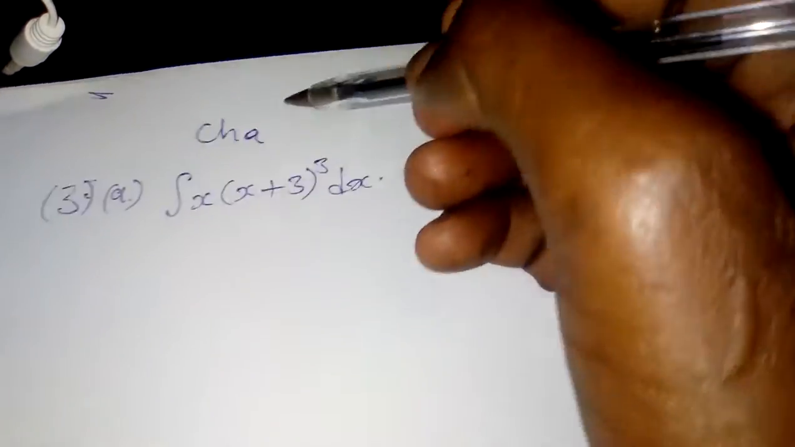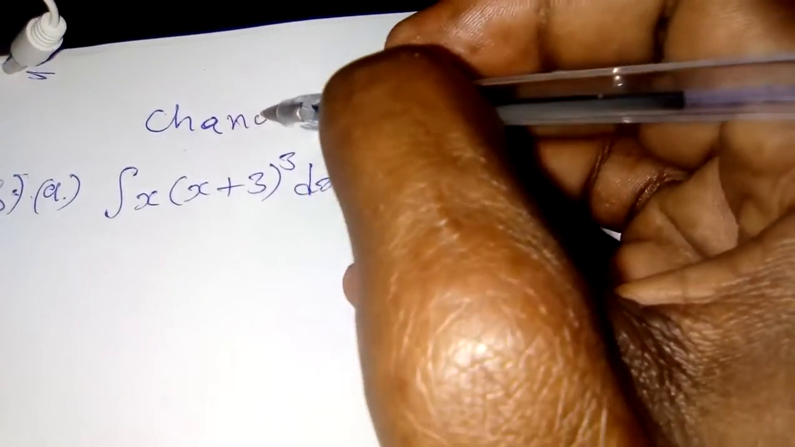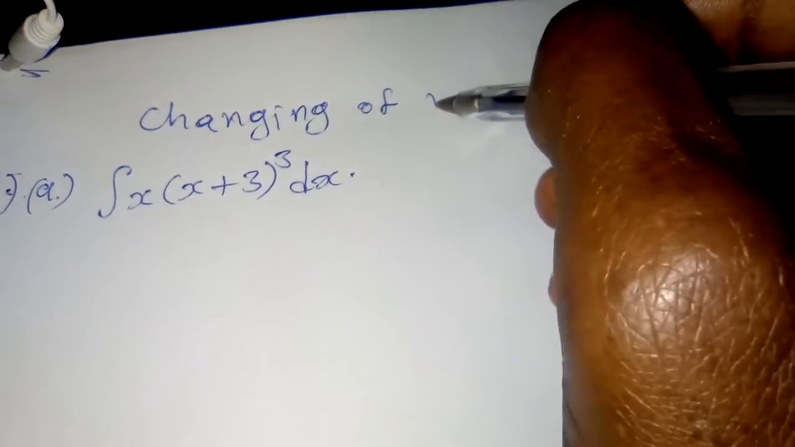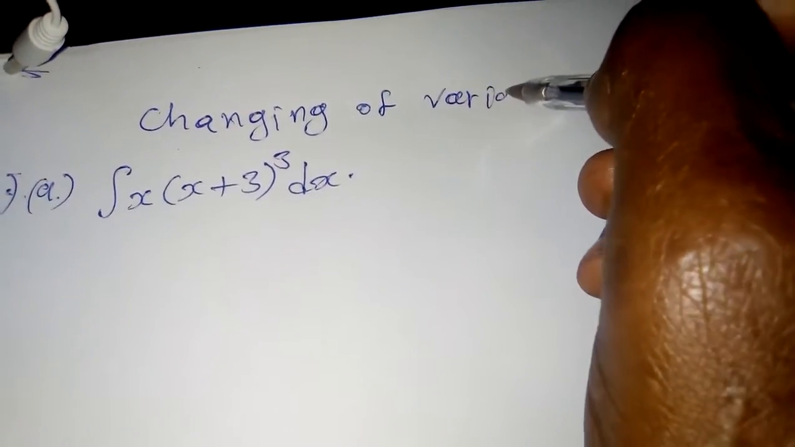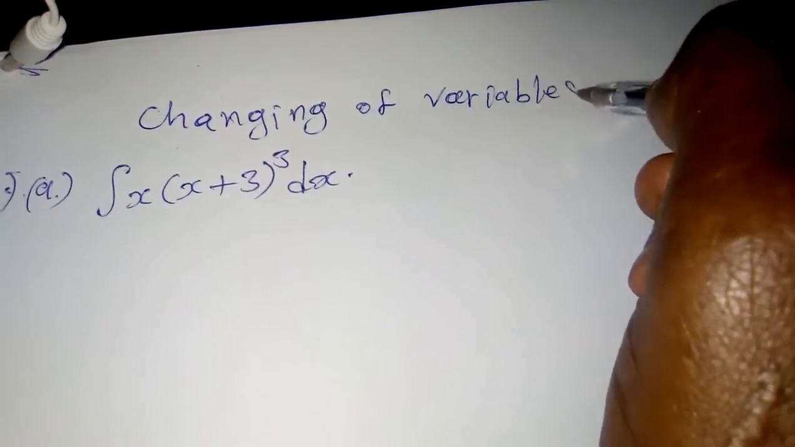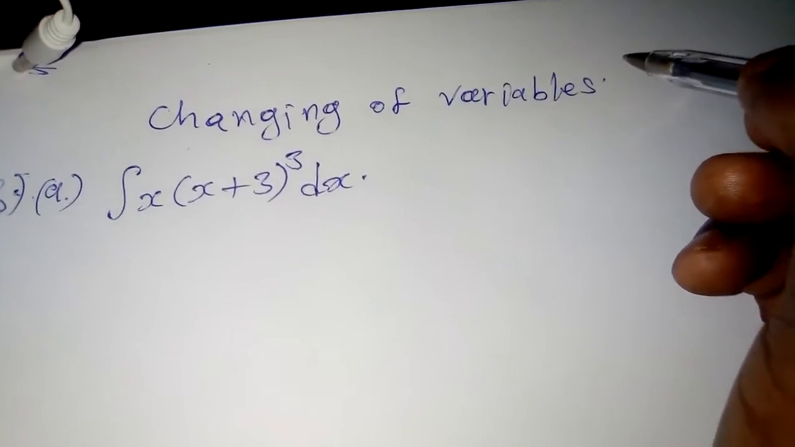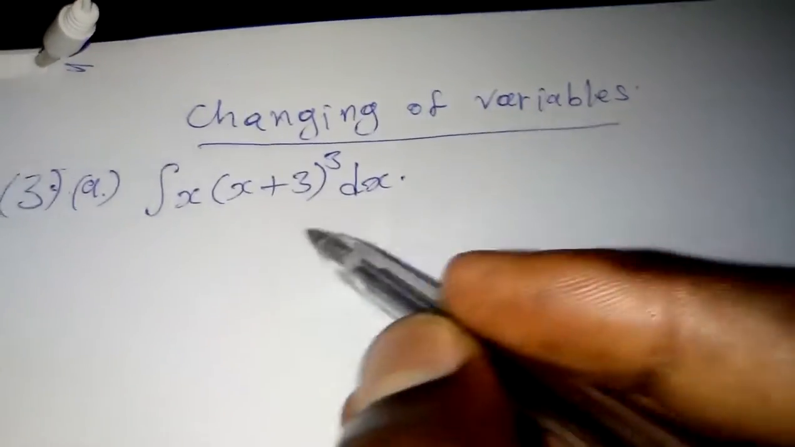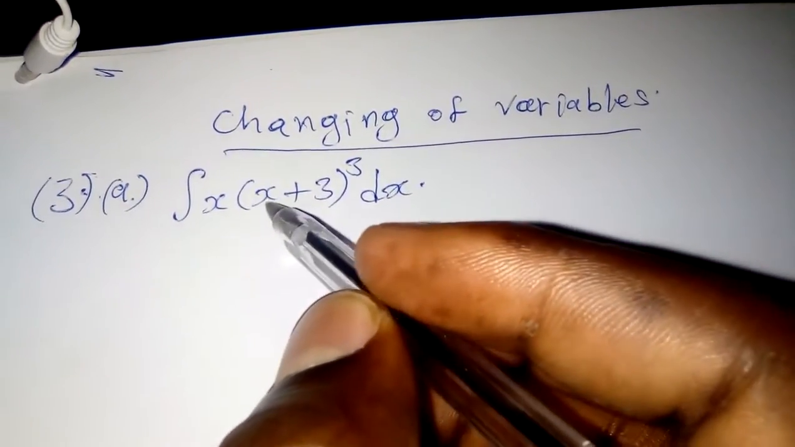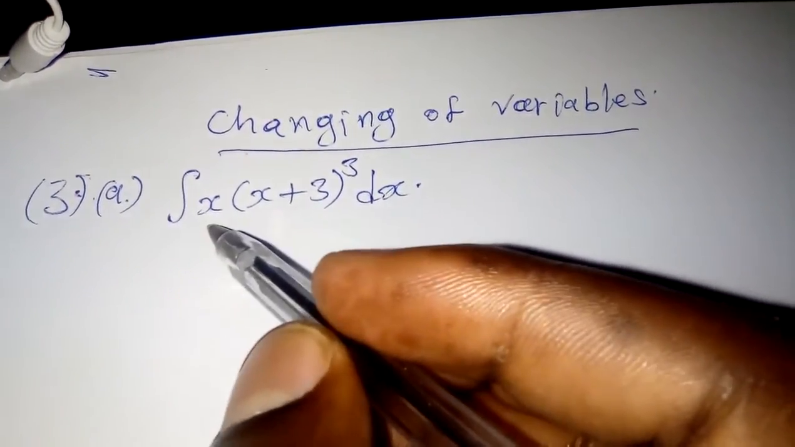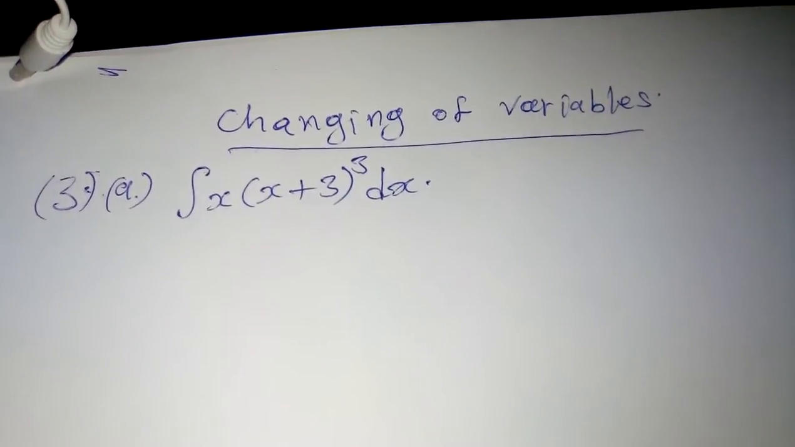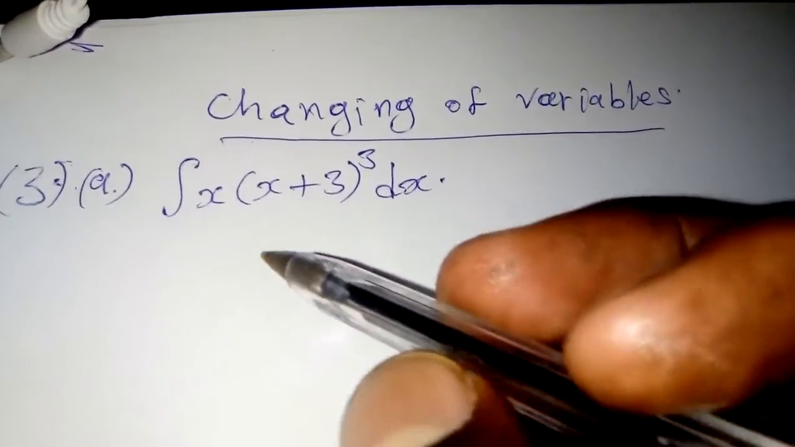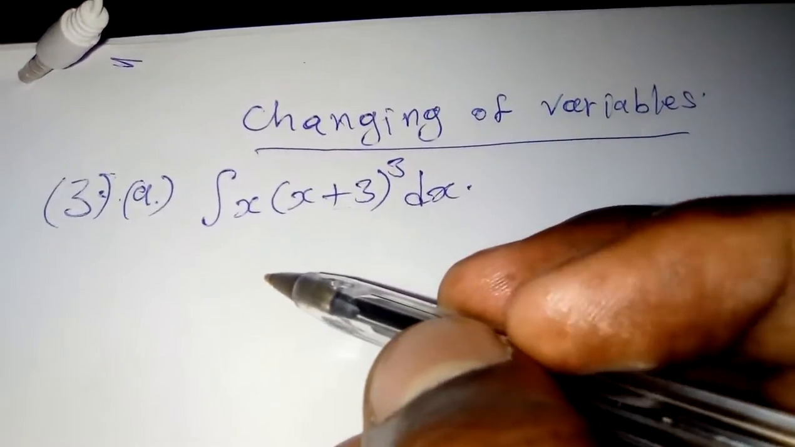So by changing of variables, how you do this is straightforward. You first take one of your functions which have been given to integrate, and then equate it to u. In other words, changing of variables is called u substitution. Now how do you do that?